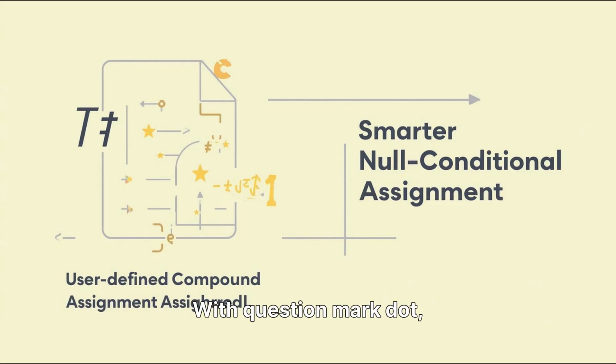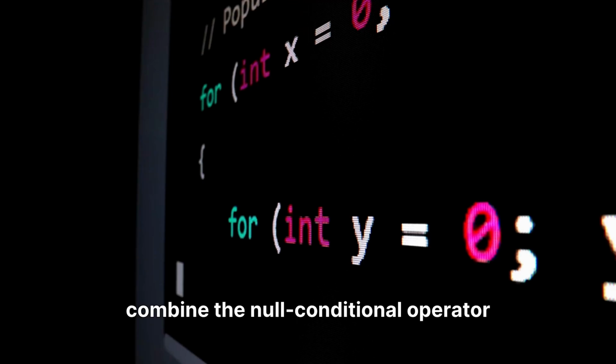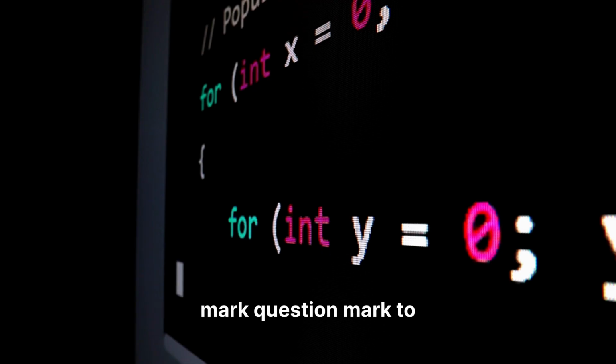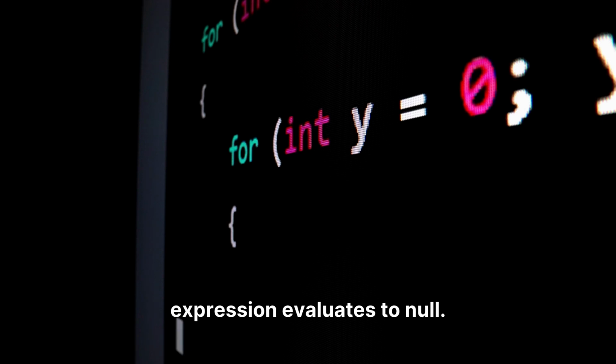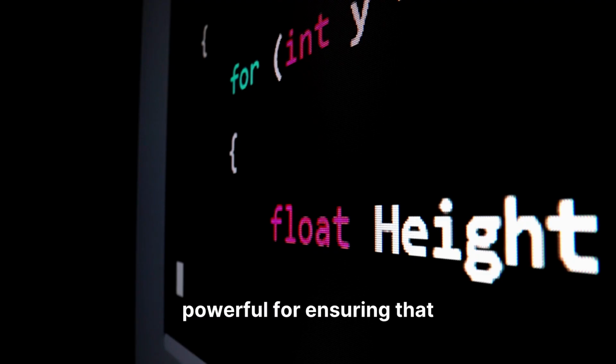With ?., each step in the chain is automatically null checked, ensuring that the expression safely evaluates to null if any part of the chain is null without throwing an exception. Furthermore, you can effectively combine the null conditional operator ?. with the null coalescing operator ?? to provide a sensible default value if the entire expression evaluates to null. This combination is particularly powerful for ensuring that you always have a non-null result.